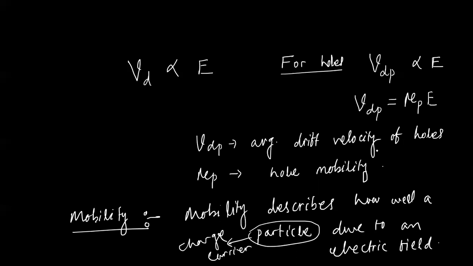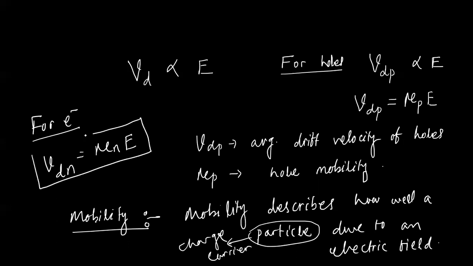Now you got V_dp equal to mu_p E. The same way you can write for electrons: V_dn, n for electron, is equal to mu_n, that is the mobility of electrons in the semiconductor, times the electric field. This way we can write the drift velocity of electrons in the conduction band due to the applied electric field, and V_dp is the drift velocity of holes in the valence band due to the applied electric field.